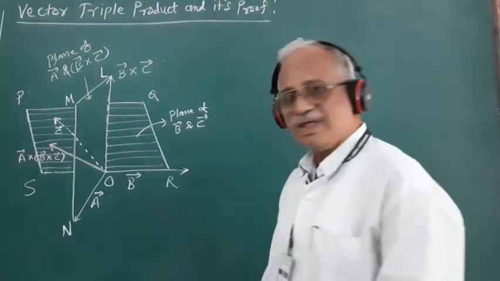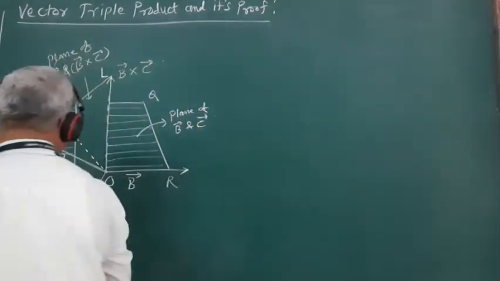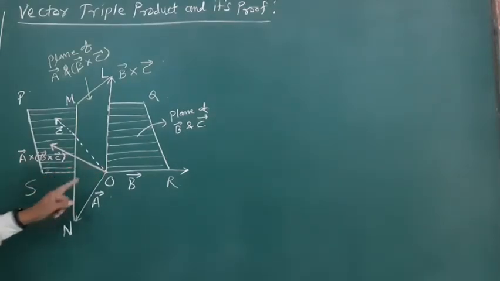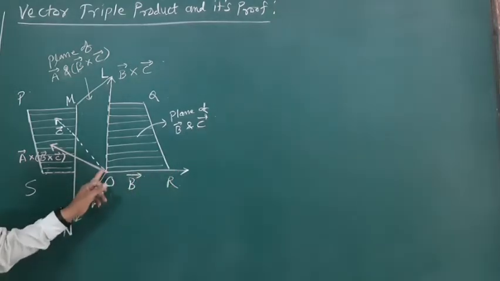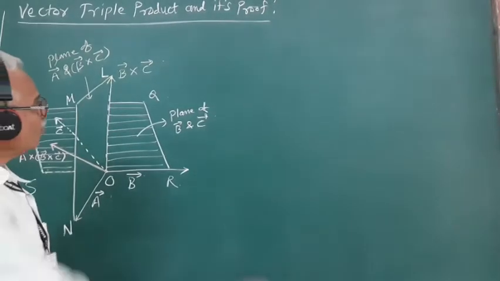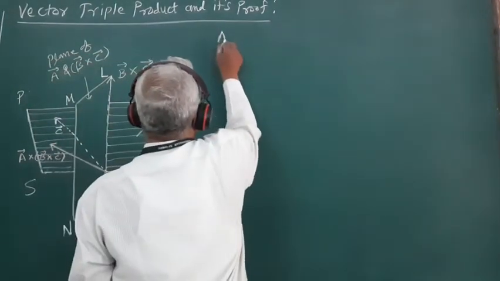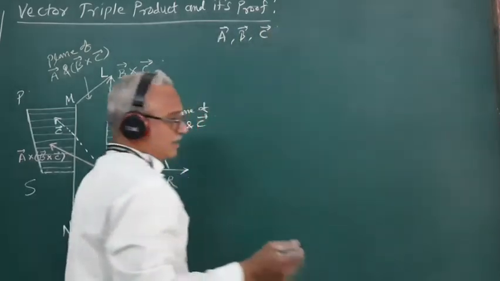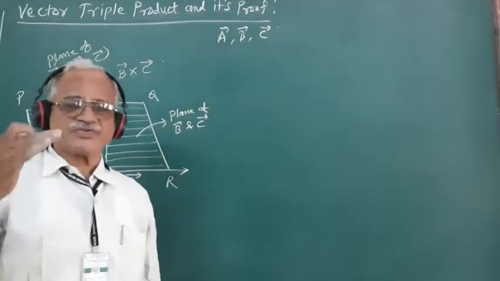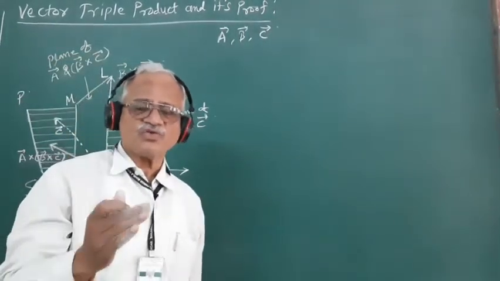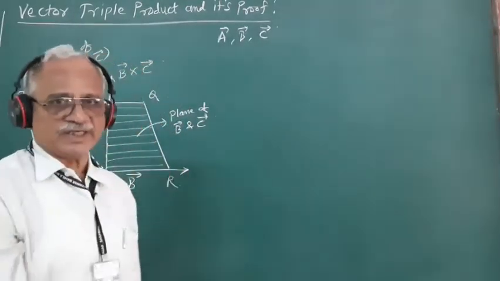For that purpose, let us consider three vectors starting from the common point O. This is the vector A bar, this is the vector B bar, and this is the vector C bar. Here the vector triple product of the three vectors A bar, B bar and C bar should be expressed in such a way that the result of multiplication of the three vectors is a vector quantity.